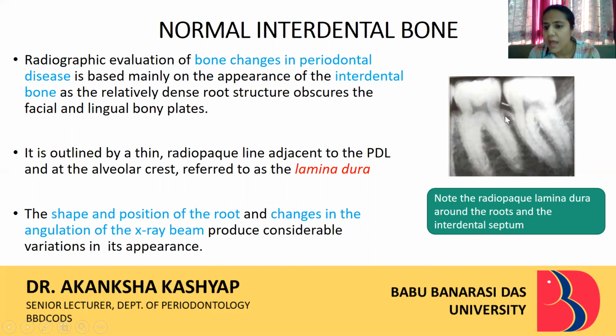This interdental bone, as you all can see, is lined by a thin radio-opaque line, this white line. It is known as lamina dura, or alveolar bone proper. Basically, it is the internal cortical plate, the internal cortical bone. It has sieve-like openings, or cribriform plate, through which the neurovascular bundles communicate from the periodontal ligament to the inner cancellous bone. There is considerable variation in the appearance of this lamina dura. It appears according to the shape and the convexity of the root. Also, it depends upon the angulation of the X-ray.